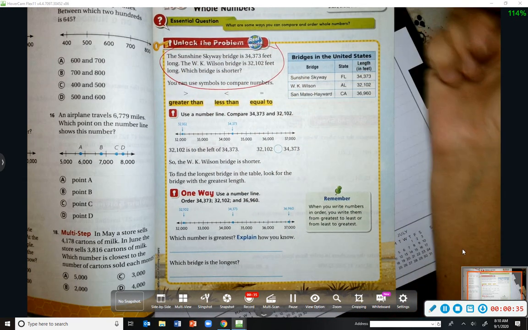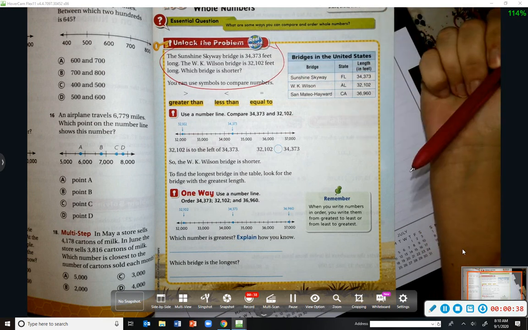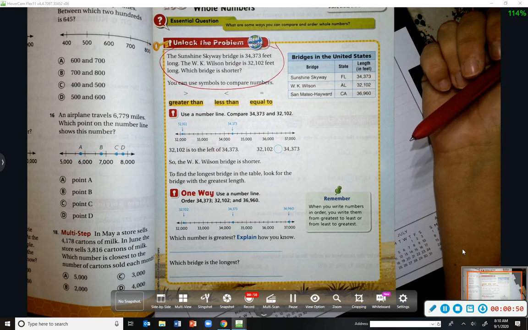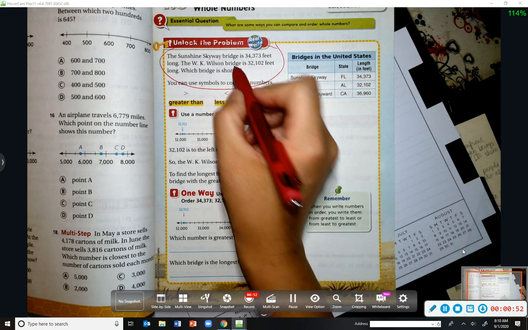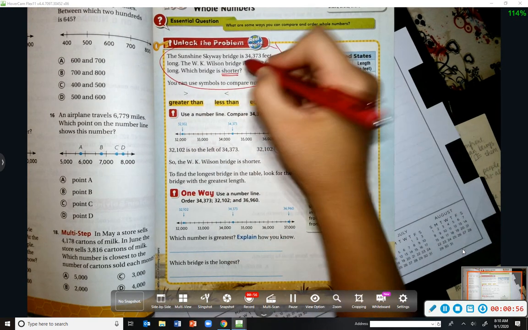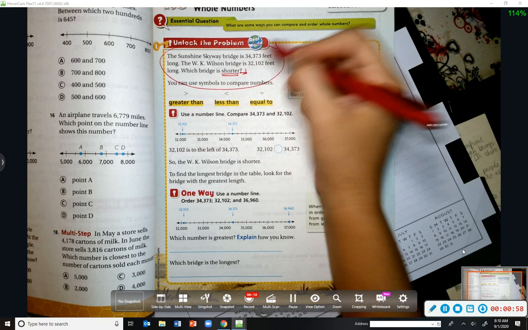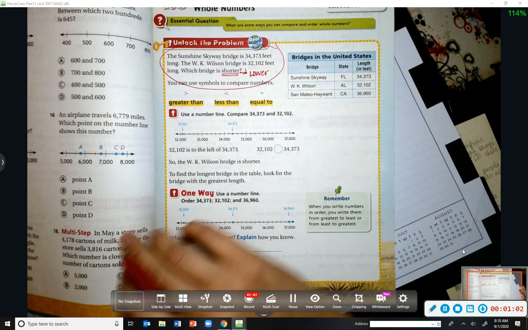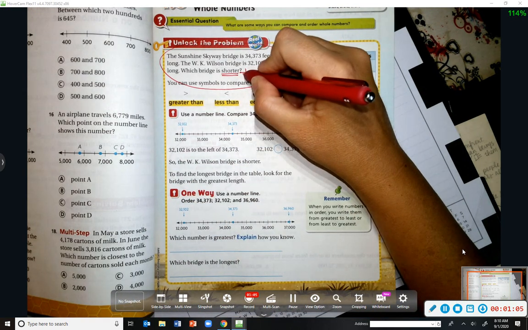Unlock the problem. It says the Sunshine Skyway Bridge is 34,373 feet long. The W.K. Wilson Bridge is 32,102 feet long. Which bridge is shorter? So we want to know which bridge would be shorter. So keep in mind, if it's shorter, the number should be lower. If it's higher, then that means that bridge is taller.